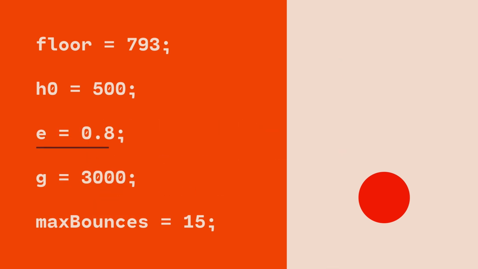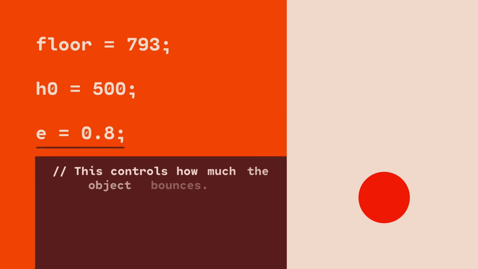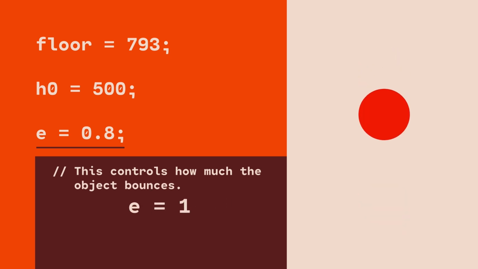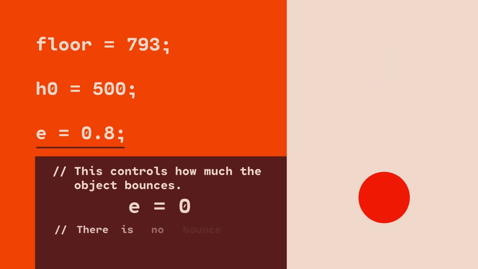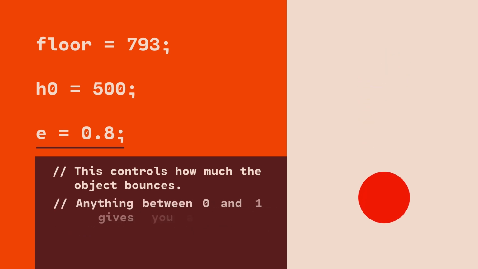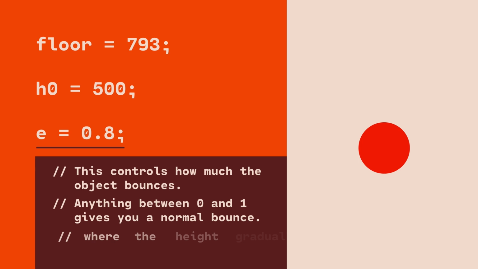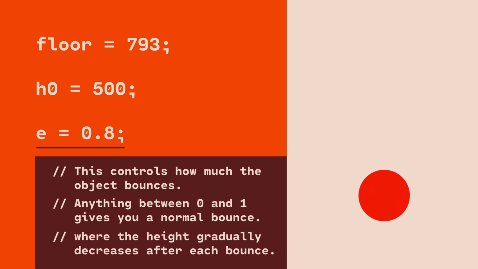Third, E. This controls how much the object bounces. If it is 1, the object does not lose height, so every bounce reaches the same height. If it is 0, there is no bounce at all. Anything in between gives you a normal bounce, where the height gradually decreases after each bounce.